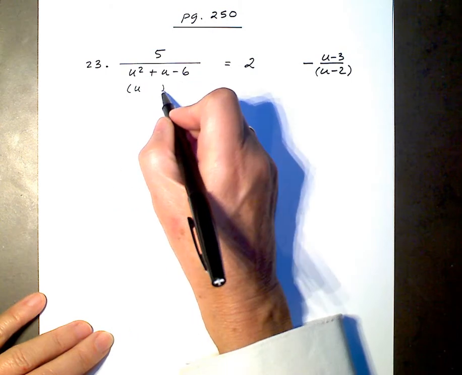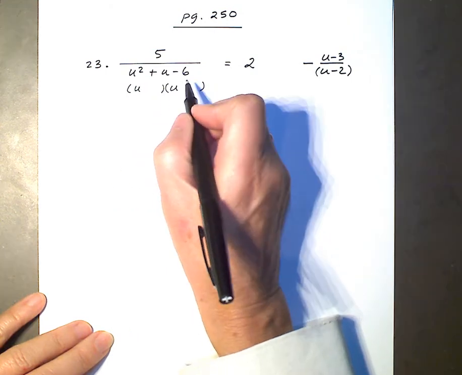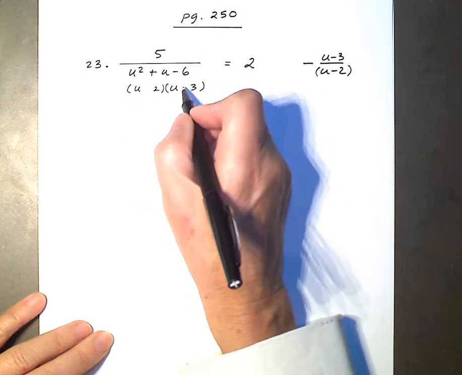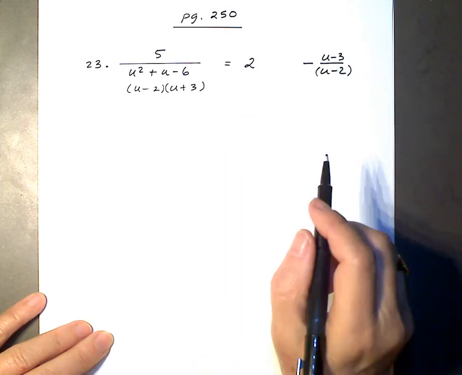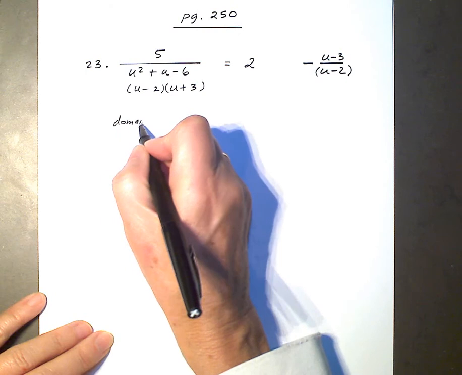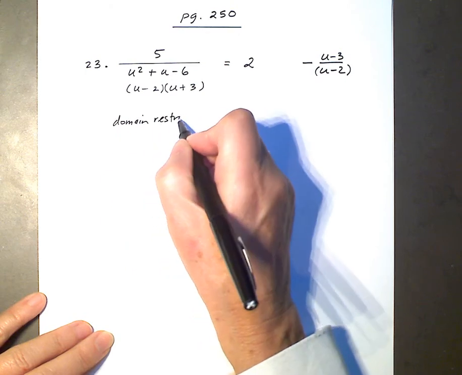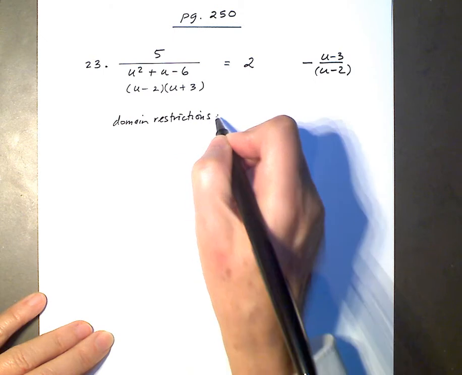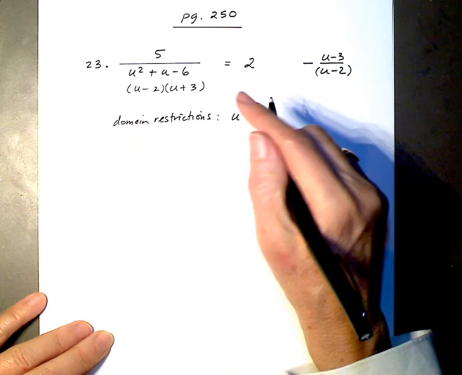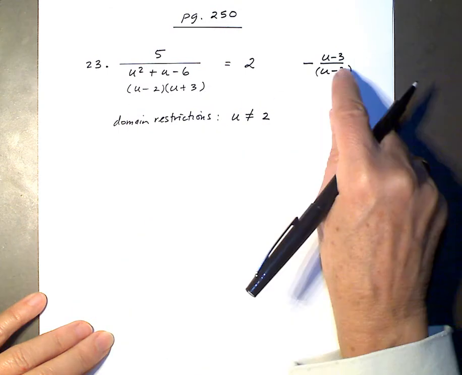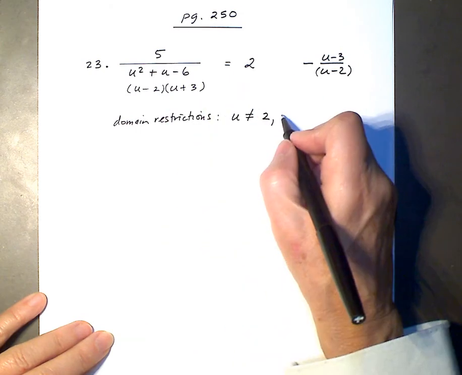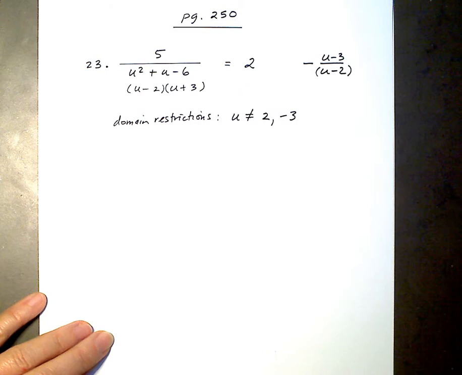So this is going to factor to, let's see, a 3 and a 2, so it's going to be a u plus 3 and a u minus 2. So let's talk about domain restrictions first of all. What u cannot equal. So u cannot equal a positive 2, because that would make this denominator 0 and this one. And u cannot equal a negative 3, because that would make this denominator 0.